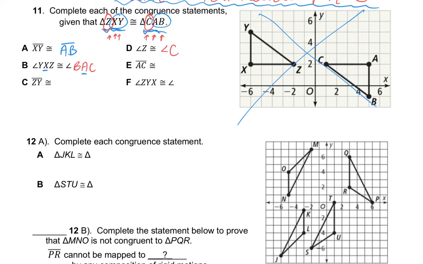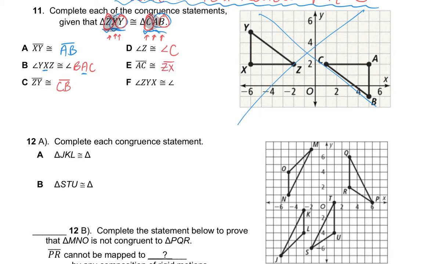All right, guys, flying through this one. ZY, Z is the first letter and Y is the last letter. So it's going to match up with CB because C is the first letter and B is the last letter. So CB. All right, I'm really skipping around here. Let's go side AC. Side AC is the first and second letters. So it's going to match the first and second letters of the other triangle, ZX.